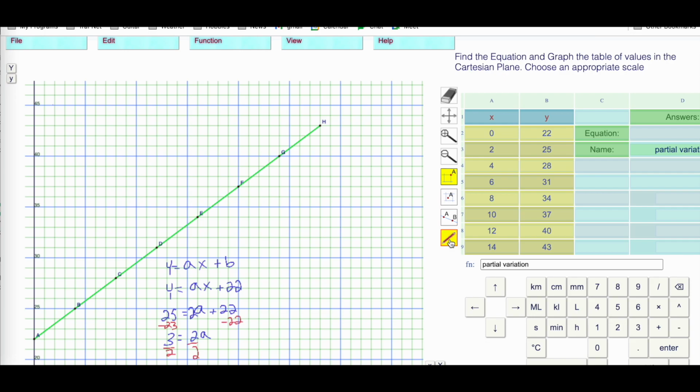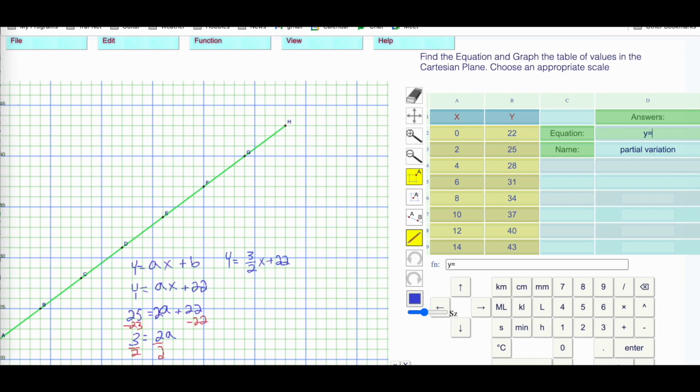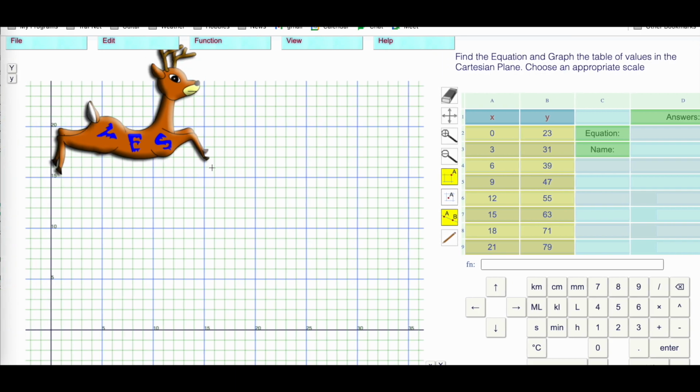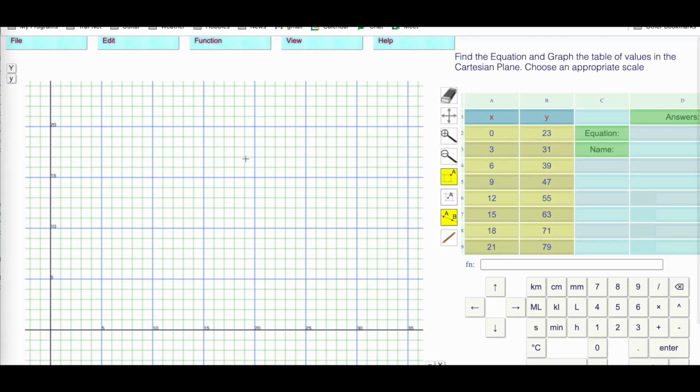If a is 3 over 2, then our equation becomes y is equal to 3 over 2x plus 22. And then we press enter to see if we are right. And that is it for level 12.